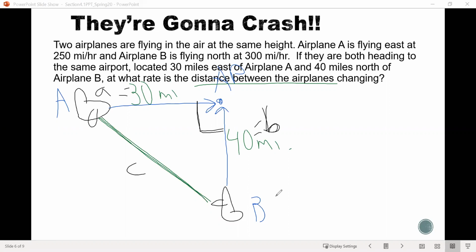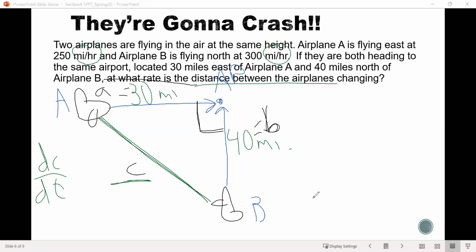Oh, and the other thing we need to do is identify some rates, or a rate we're trying to find. Notice up here, they want us to find the rate at which the distance between the airplanes is changing. Well, what represents the distance between the airplanes here? That would be side c. And a rate that describes how that's changing would be dc, a change in c with respect to what? Up here I see some miles per hour, which are distances changing with respect to time, so probably we want to find dc/dt, because I don't know the rate at which the distance between them is changing.